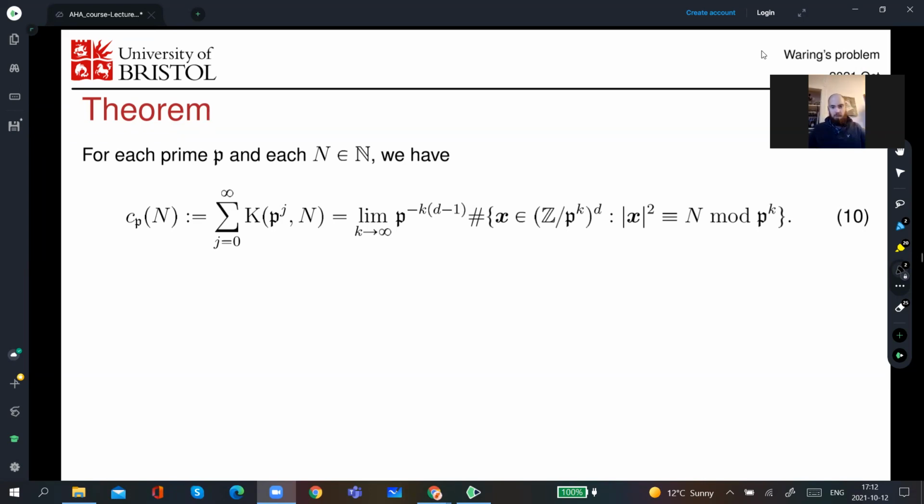If I've fixed my prime p and I've fixed the number n I want to represent as a sum of squares, then C_p of n, which was this series, is actually equal to a certain limit. That limit is, if I look at a p-adic neighborhood of the sphere, and I weight it appropriately, then as that neighborhood shrinks p-adically, I get a volume of a sphere. This shows that that series is actually clearly non-negative, and will then show that it's positive.